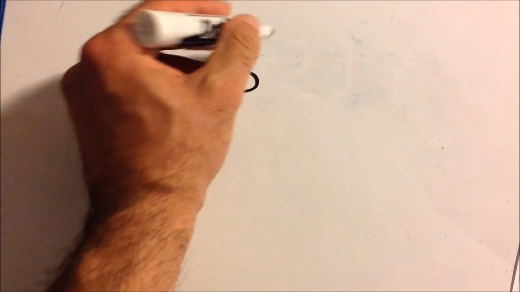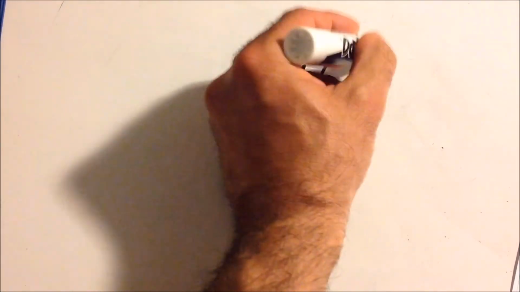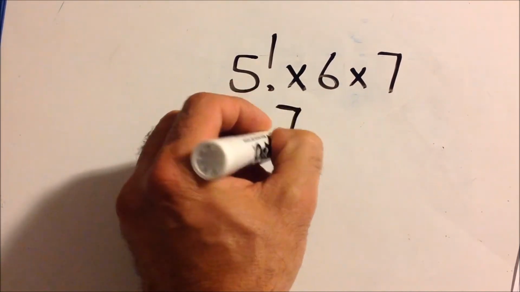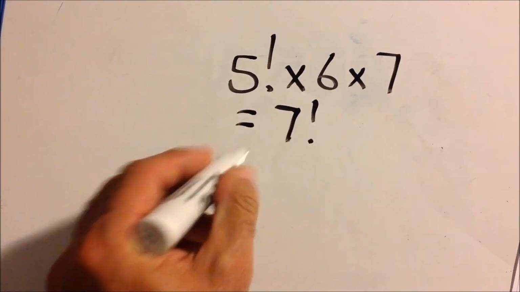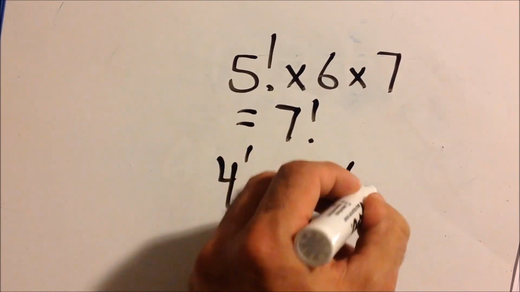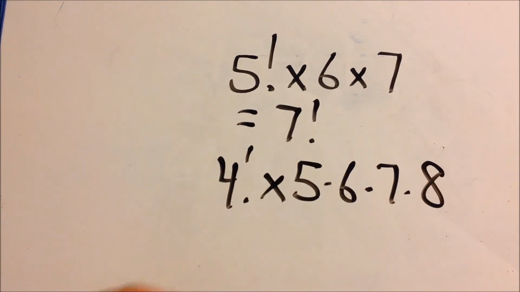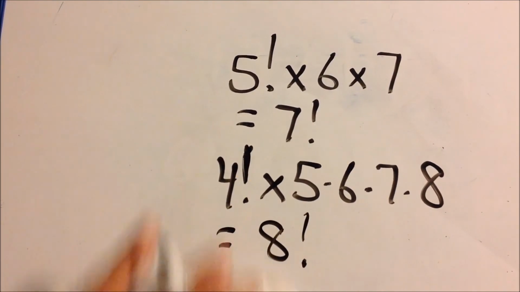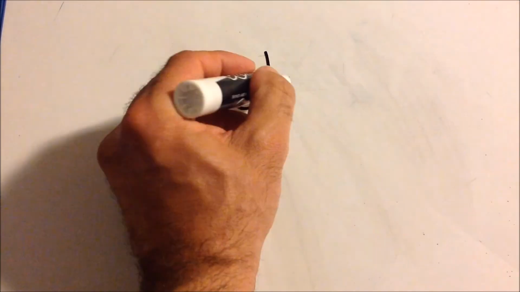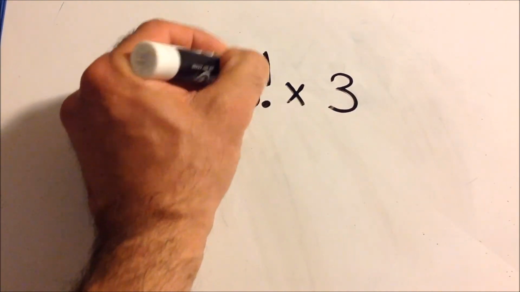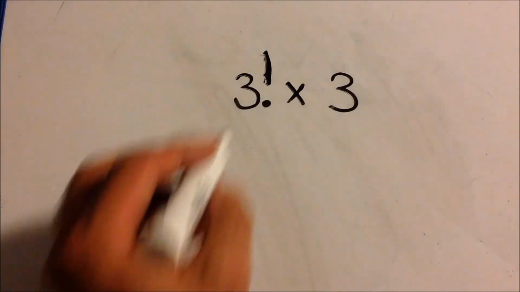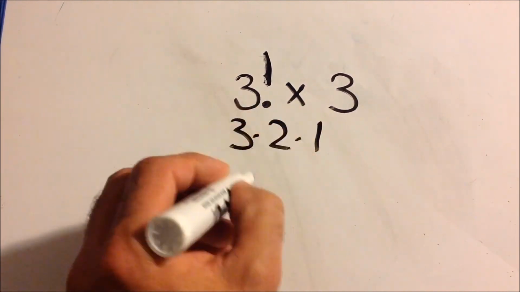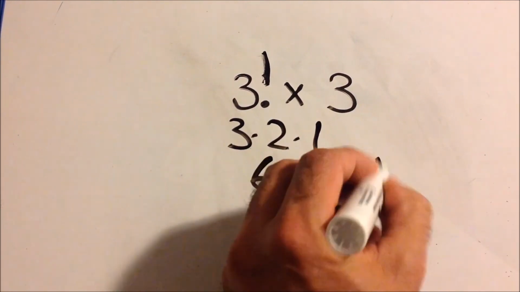Okay, let's erase this. And again, if you had 5 factorial times 6 times 7, the answer is 7 factorial. If you had 4 factorial times 5 times 6 times 7 times 8, what would be the answer? 8 factorial. And one more, just to review. If we had, let's say, 3 factorial times 3, what do you think that answer would be? Well, 3 factorial, we know is 3 times 2 times 1, right? We have 6, and 6 times 3 is 18.